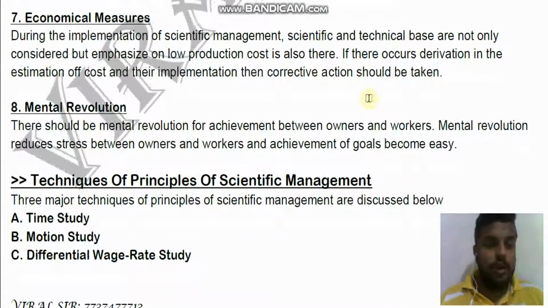Then comes economical measures. During the implementation of scientific management, scientific and technical bases are not only considered, but emphasis on low production cost is also there. If there occurs deviation in the estimation of cost or in implementation, then corrective action should be taken. If it is not as per planning, corrective action can be taken.